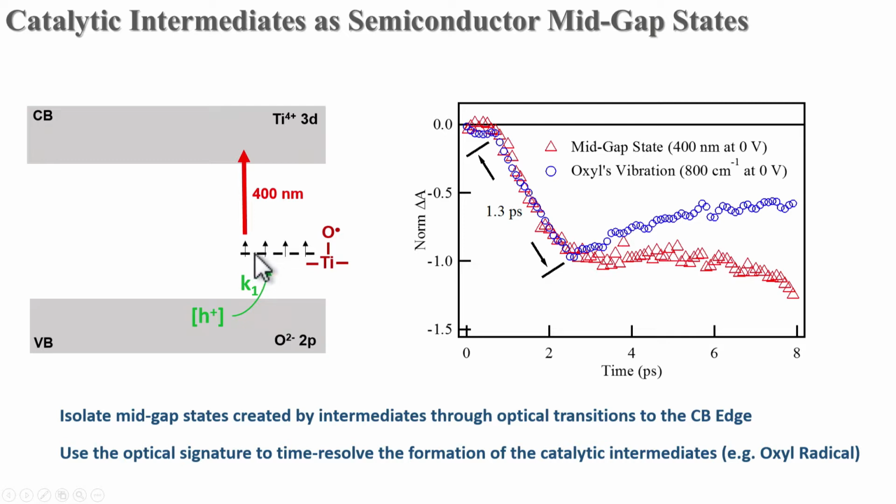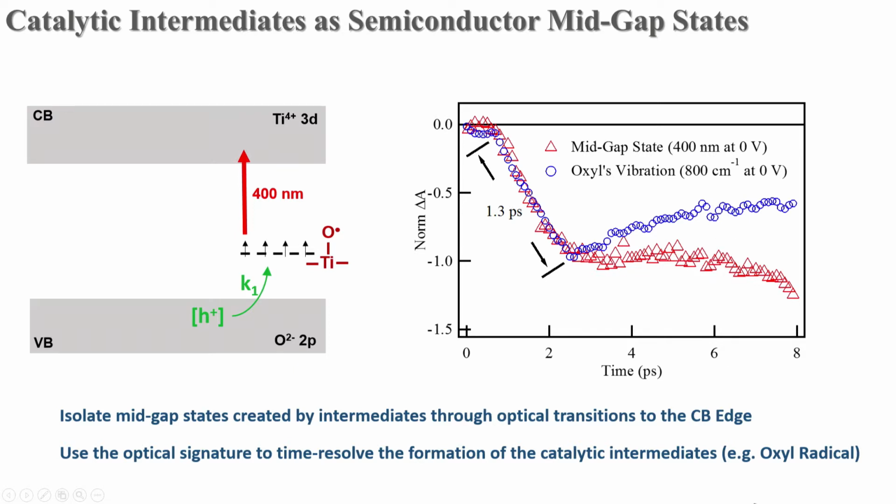Now, to assign it to a particular intermediate, we need a structurally sensitive probe. And that's what you're seeing in blue here. This is essentially the population of the surface with oxyl radicals through its vibrational signature. And as you can see, they meet up very nicely for this early 1.3 picosecond time constant. Now things deviate here because when you're probing the population of a surface through the vibration of the surface species, it's more complicated. You have to trap the charge, the vibration has to be induced, and that vibration can couple to nearby modes. And that's essentially what's happening in this time constant here.